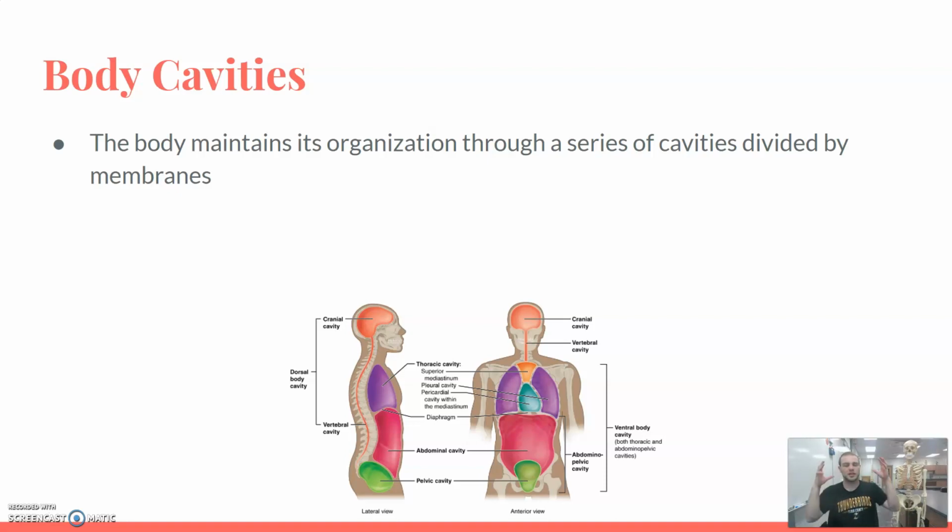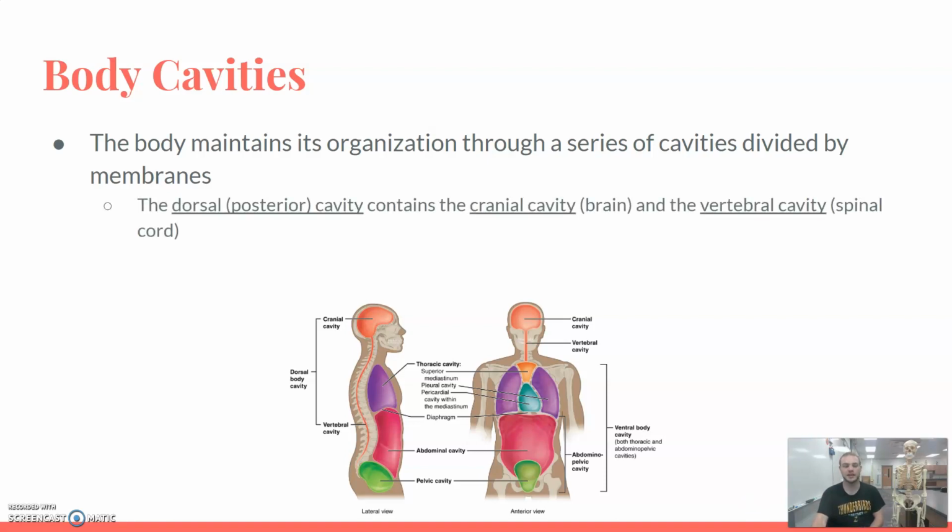You think you can keep things like your brain and your spinal cord separate from everything else. You can keep your heart and lungs separate from the digestive organs, separate from the reproductive organs. So all of these cavities have their own membranes that allow this division to be maintained.